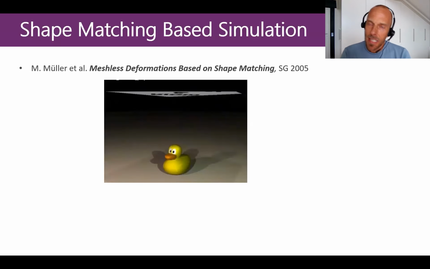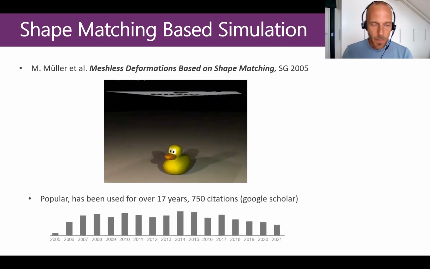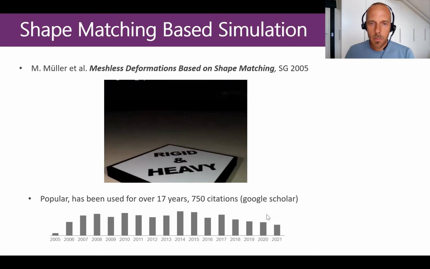A very, very long time ago, in 2005, we had the idea of shape matching based simulation. And this method has been quite popular and has been used over 17 years now. Here you can see the statistics of the citations from Google Scholar. And we now have 750 citations, so you can see people are still using it. And I think the reason why it's so popular is that it's so simple to implement and it's unbreakable. It's very stable. So here I have the video.